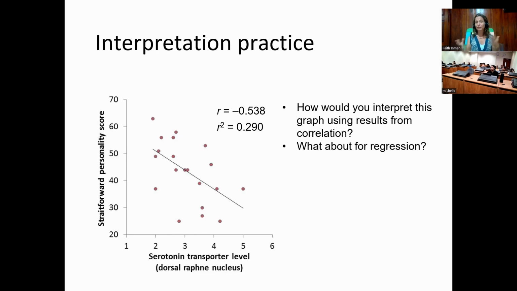serotonin transporter level explains about 29% of the variation in straightforward personality score. These two variables have a negative relationship, or straightforward personality score decreases with serotonin transporter level, which explains 29% of the variation in personality score, right?